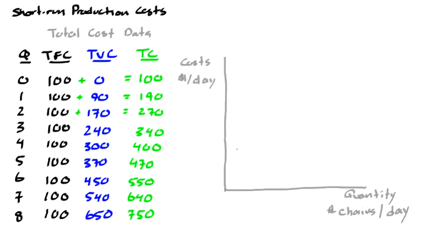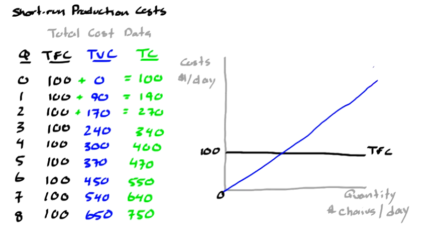Now if we were to graph this data, we'd find that our total fixed cost is a horizontal line. So this is total fixed cost at $100. And so what it shows us is regardless of the number of chairs that we produce, the cost is going to be $100. So we can see now if we graph our total variable cost, it will be 0 if we don't produce any chairs. And so we'd have some sort of upward sloping line.